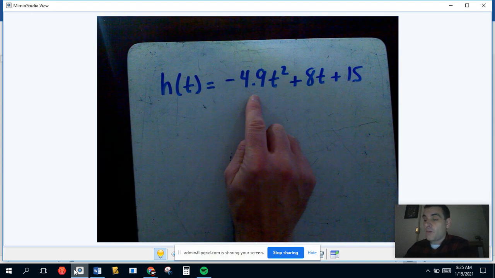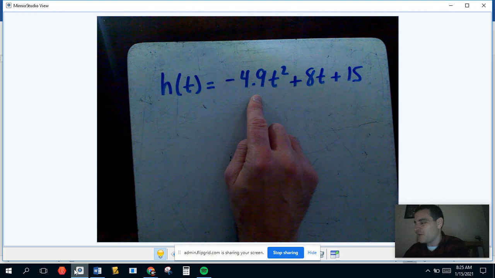This negative 4.9 is actually half of acceleration due to gravity in meters. So you'll see sometimes a negative 4.9, sometimes a negative 16. If you've taken science class, physics, acceleration due to gravity is negative 9.81 meters per second squared or negative 32 feet per second squared. There's a reason that's half. It comes from calculus. I'd love to be able to show you, but that's going to be for later.